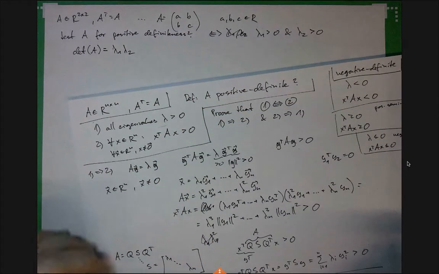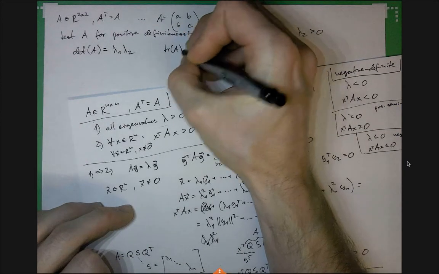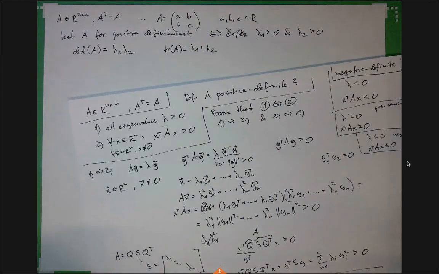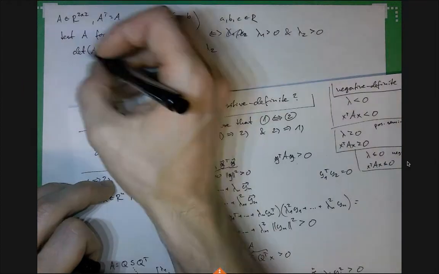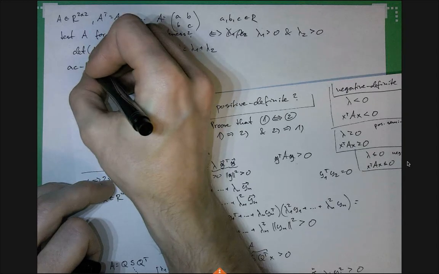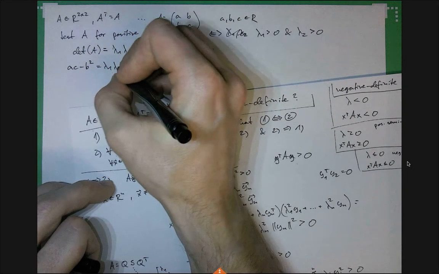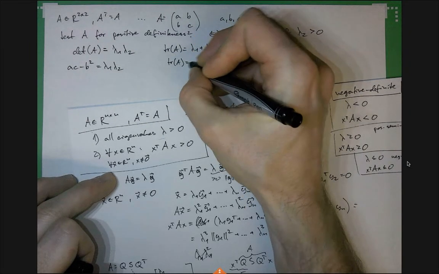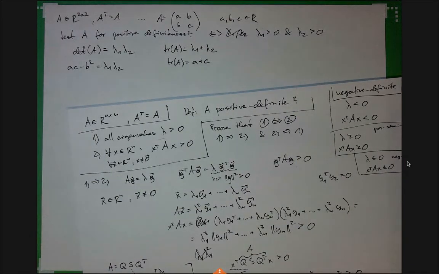There was another result like this, relating something of the matrix to something of the eigenvalues. The trace. The trace of A was lambda 1 plus lambda 2. In a 2x2 matrix, everything is easier. So the determinant of A is AC minus B squared, and that's the product of the eigenvalues. The trace is just A plus C, the sum of the diagonal elements.